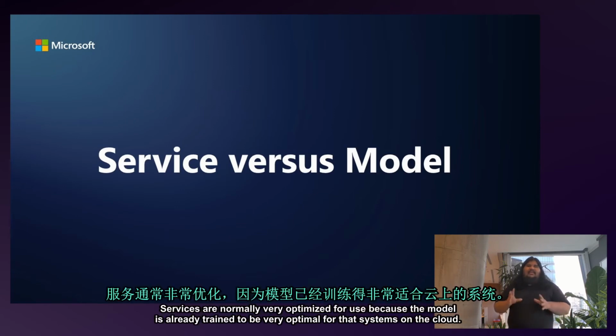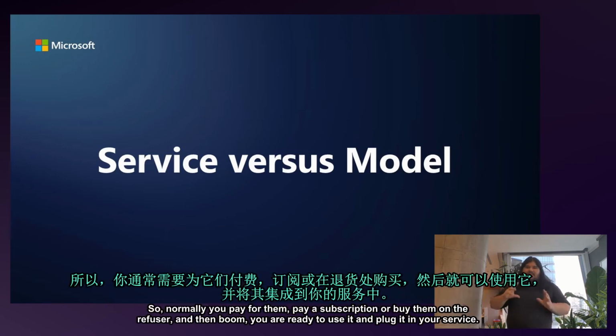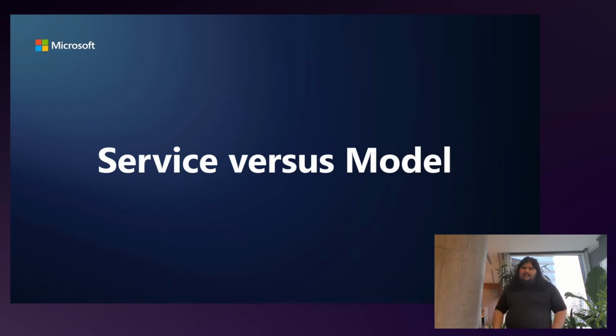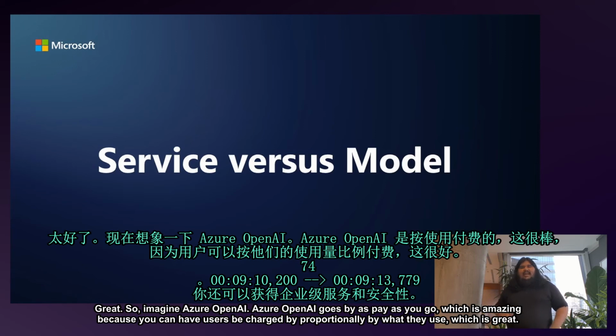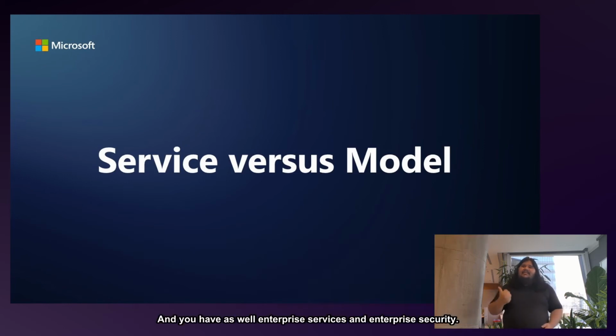Services are normally very optimized for use because the model is already trained to be very optimal for those systems on the cloud. So normally you pay a subscription or pay by number of users, and then boom, you have this ready to use. You can plug it into your service. Great. So imagine Azure OpenAI. Azure OpenAI goes by pay as you go, which is amazing because users can be charged proportionally to what they use, which is great. And you also have enterprise services and enterprise security.